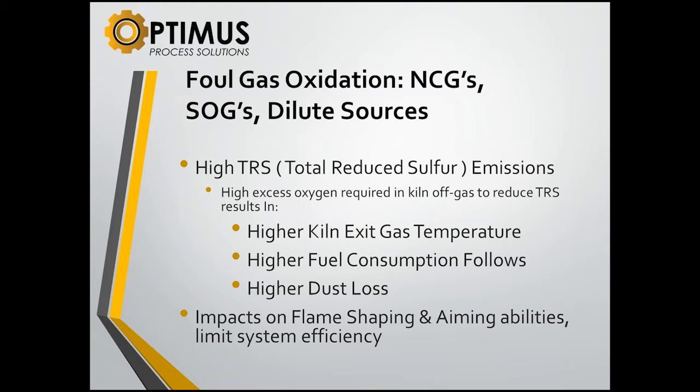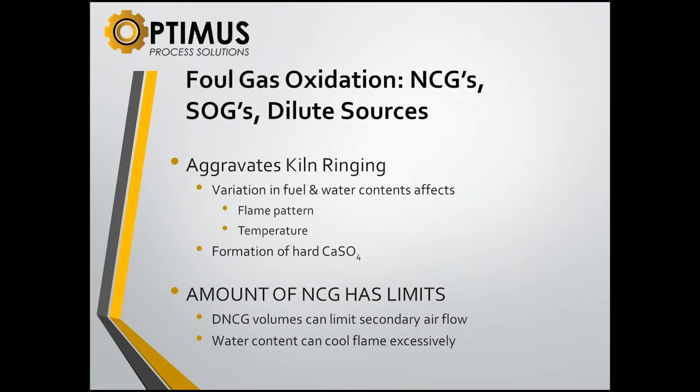Part of the kraft mill process may involve the incineration of foul gases such as NCGs, SOGs, or other dilute sources. You may have problems with high TRS emissions when you are trying to use these materials within the kiln to oxidize them, to collect them and oxidize them.